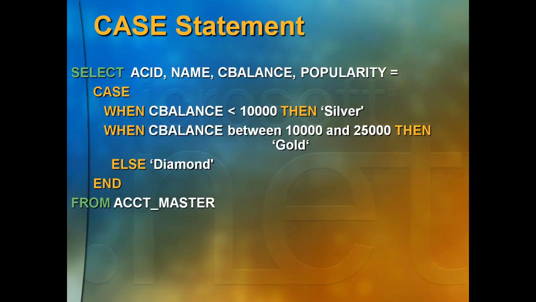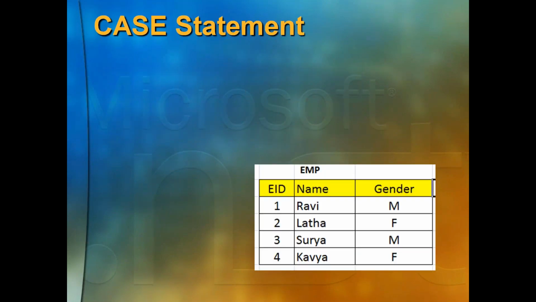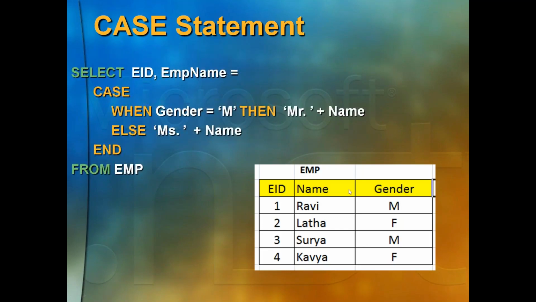Now, let me give you one more example. I have an employee table with Ravi, Lata, Surya, Kavya, and there is male and female data. If it is male, I want to prefix Mr., and if it is female, Miss. So Mr. Ravi, Miss Lata, Mr. Surya, Miss Kavya. Like that, I want to prefix Mr. and Miss. So how can we write this?